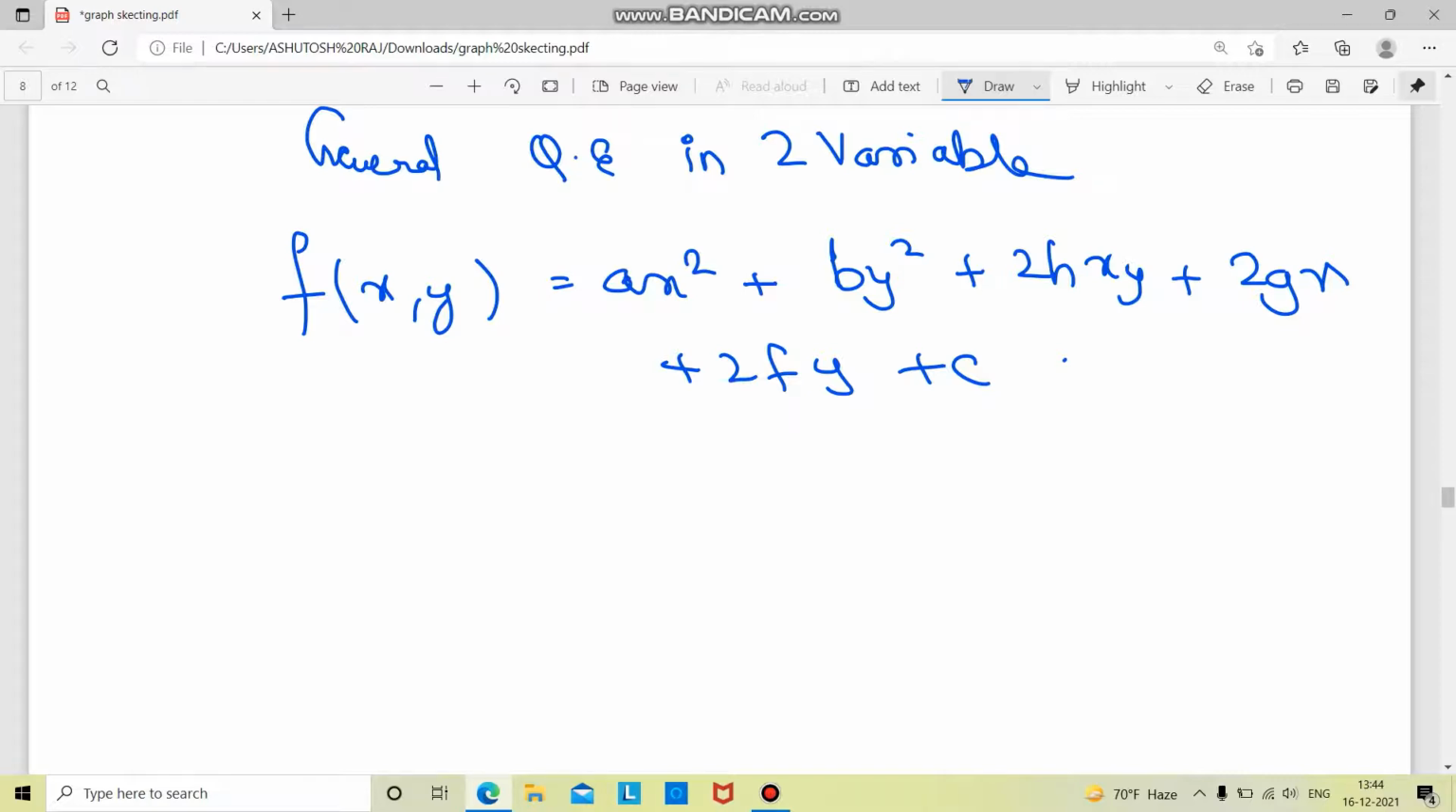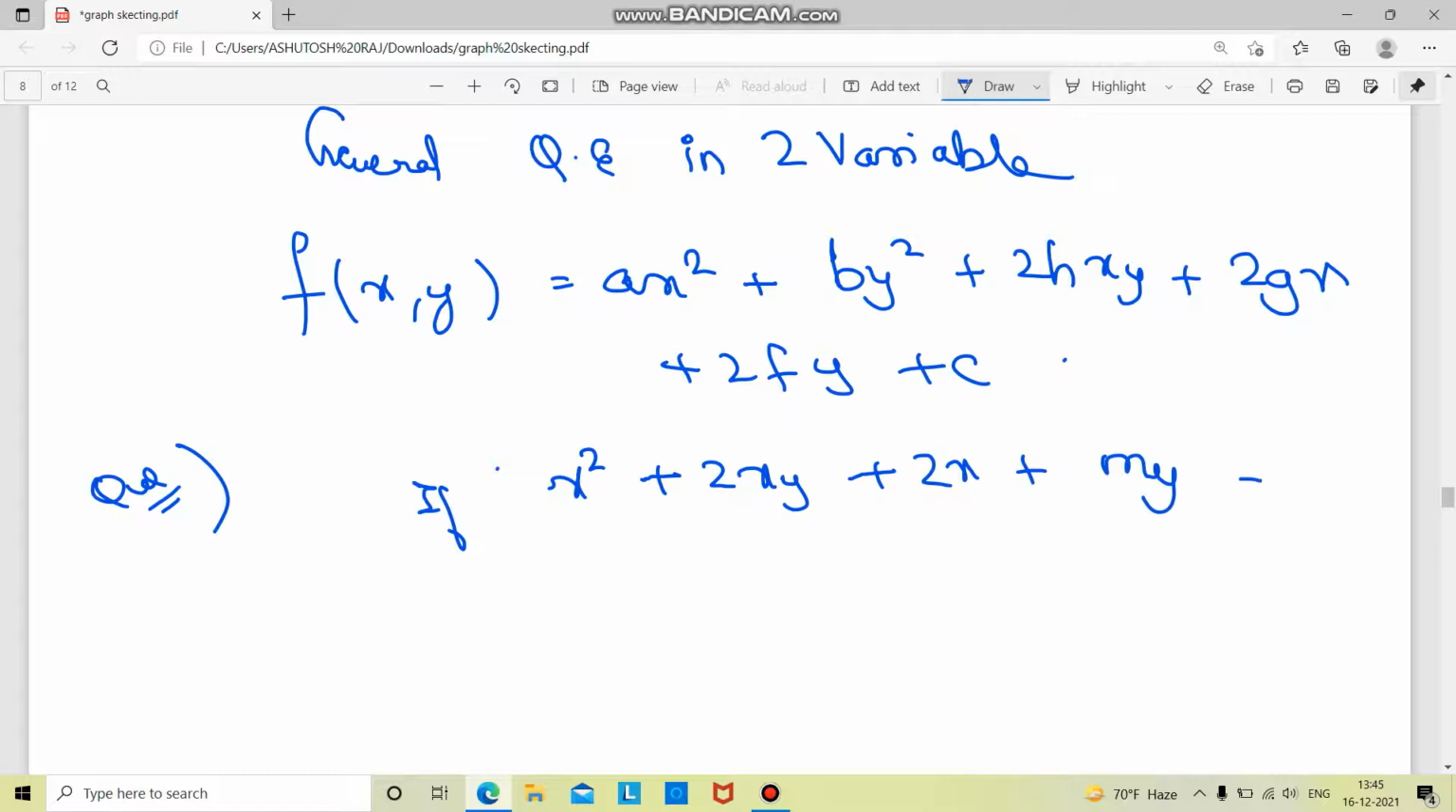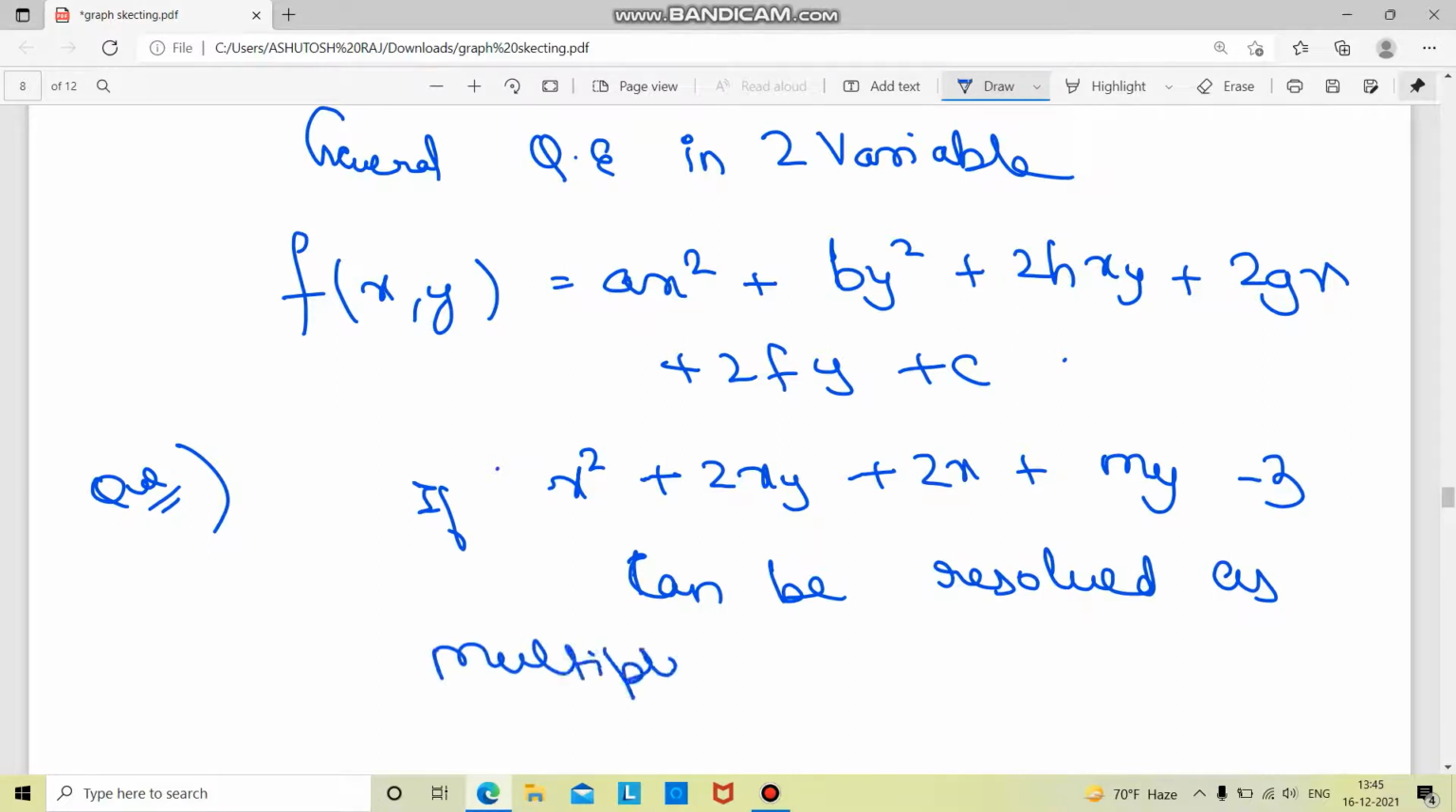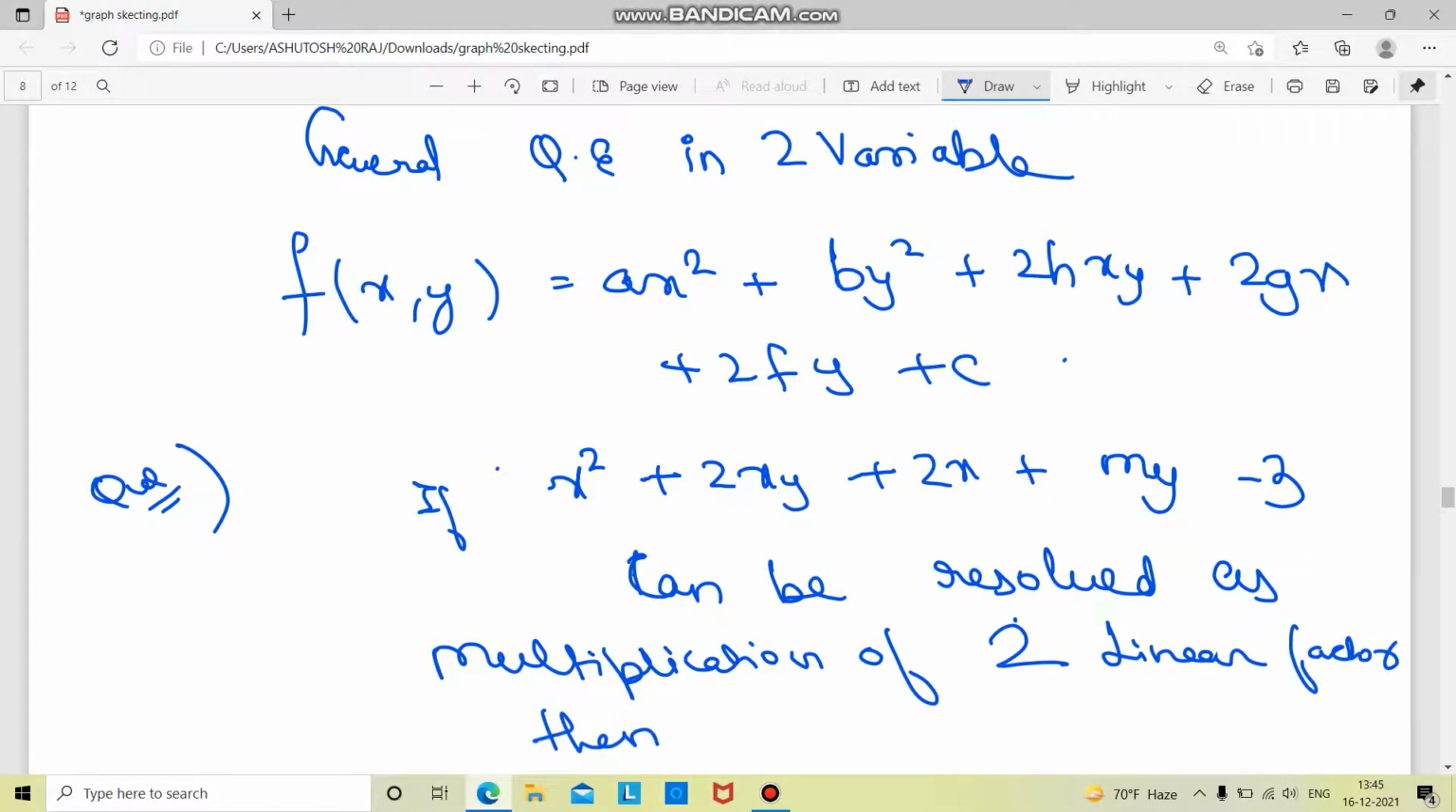Now, a general question is asked on the basis of this. It is like that: if x square plus 2xy plus 2x plus my minus 3 can be resolved as multiplication of two linear factors, then the value of m is.